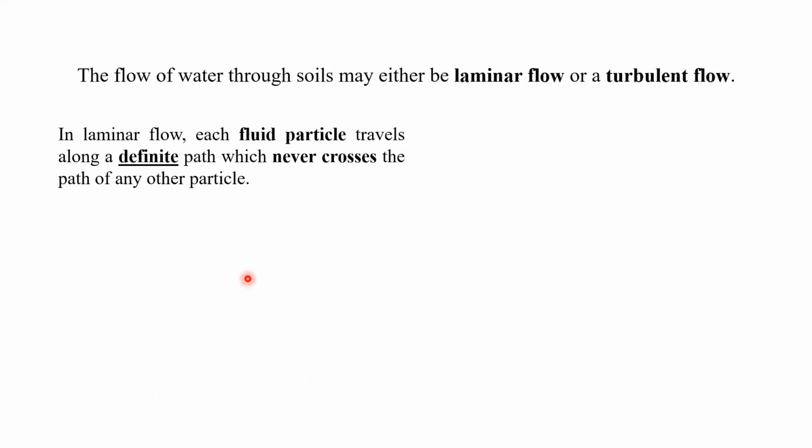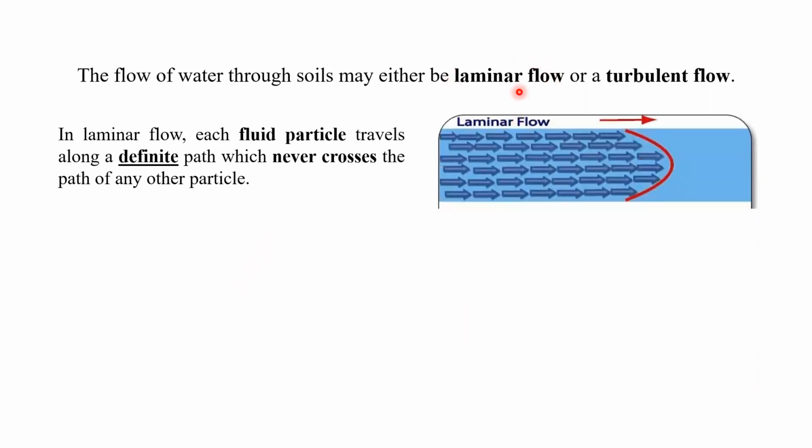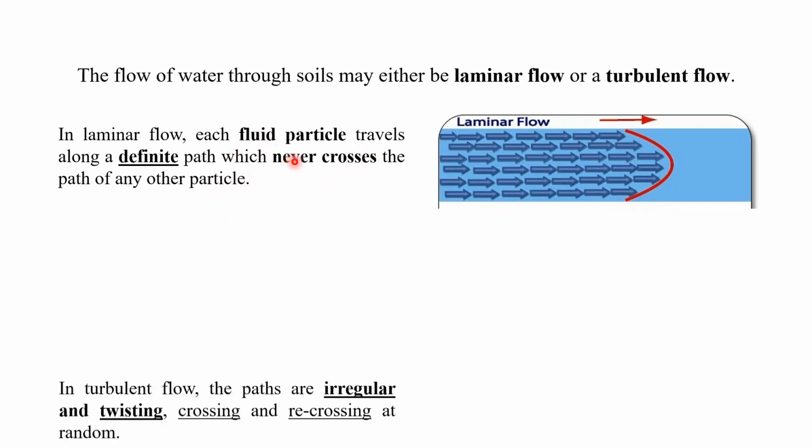Now we can see what we mean by laminar flow and turbulent flow. In laminar flow, each fluid particle travels along a definite path which never crosses the path of any other particle. So what happens? The fluid particles travel in a definite path. It is not going to fluctuate. It is not going to change its path. So it never crosses the path of the other water particles. In that case, we can say it is laminar flow.